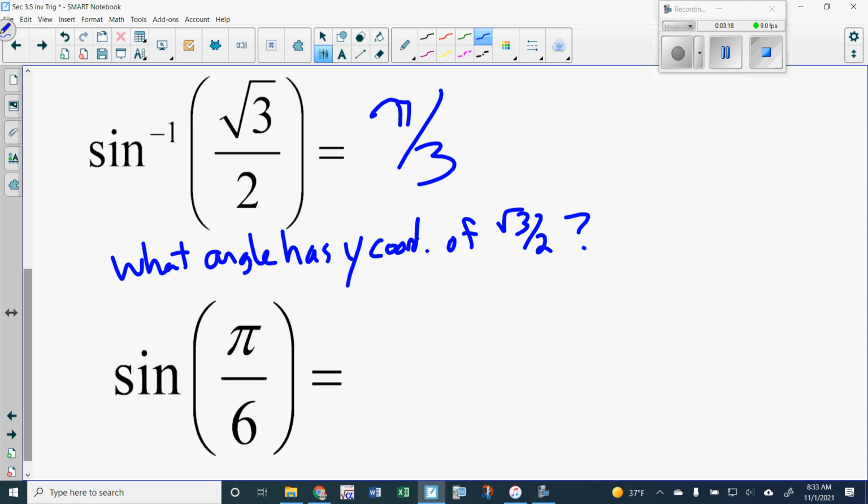Is that the derivative? Oh, we haven't got to the derivative yet. This is all pre-calc review.